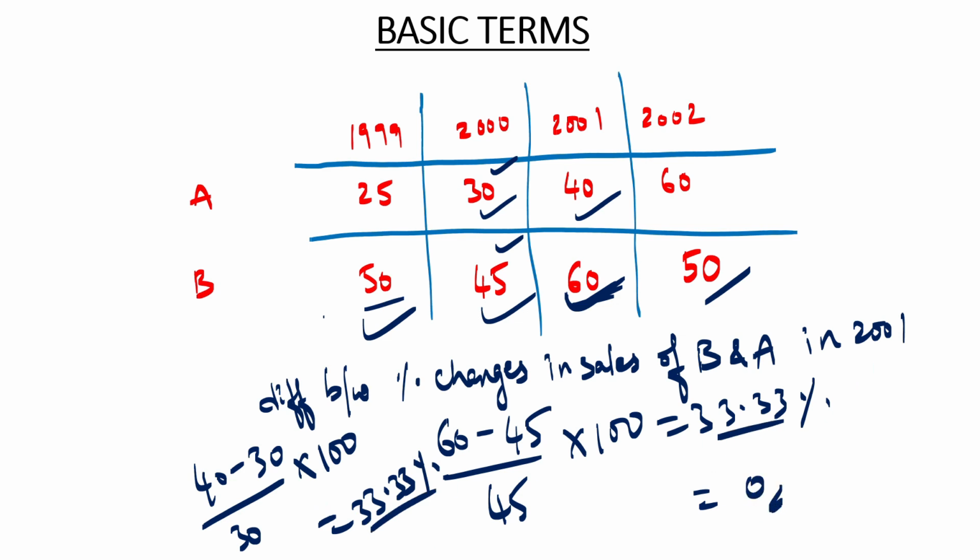And we have some more important terms like inflation, depreciation, deflation, appreciation, and the compounded annual growth rate as well as the average annual growth rate.